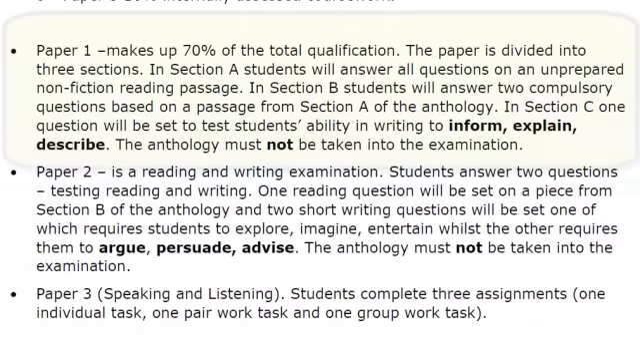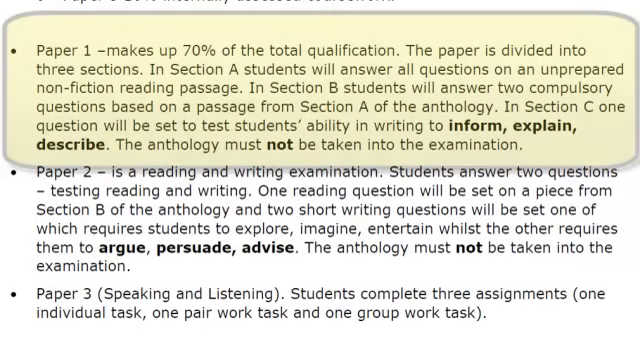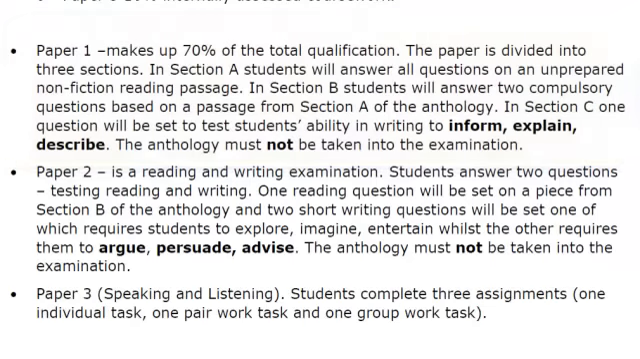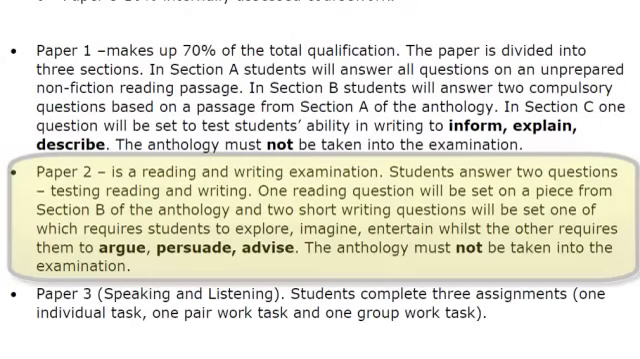So paper one of this exam is what we might call a non-fiction paper, and you will have to read some texts and answer some questions about them. And the final part of that paper, section C, you will have to do some writing yourself. Okay, paper two, you will have to answer some questions about some poems from the anthology. We will look at the anthology in a little bit, so you have an idea of what that's about. And then you also have to do some more writing, this time writing to argue, persuade, advise.